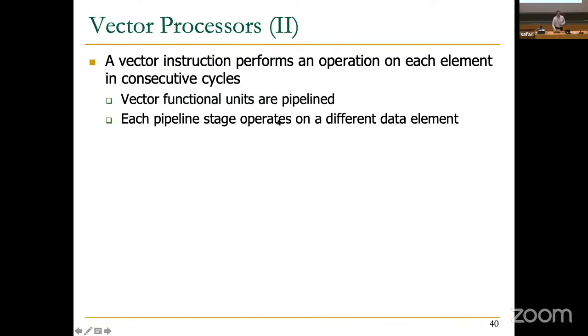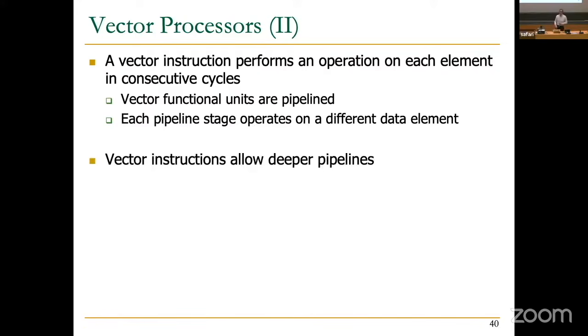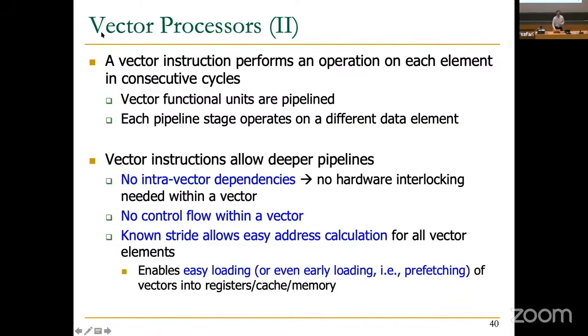Now, let's talk about some other characteristics of vector processors. A vector instruction performs an operation on each element in consecutive cycles. That's how we defined it. Because of this, we can pipeline the vector functional units, and each pipeline stage operates on a different data element. Vector instructions allow deeper pipelines. If you have a huge vector, let's say a million element vector, a 1,000 deep pipeline is not that bad, because you never flush this pipeline. The main reason is you don't have any inter-vector dependencies. You don't need to check for them. There's no hardware interlocking in the vector.